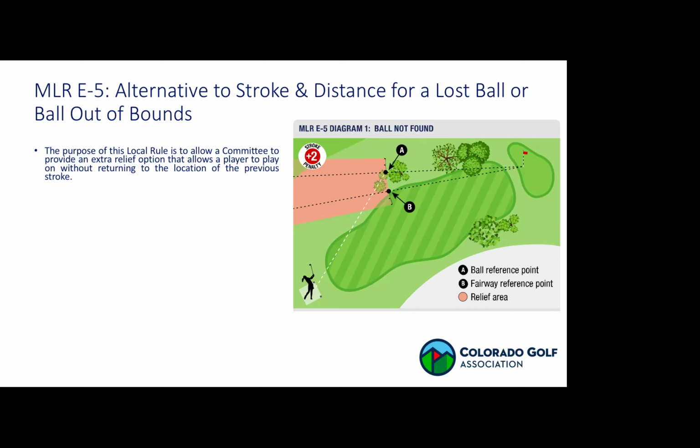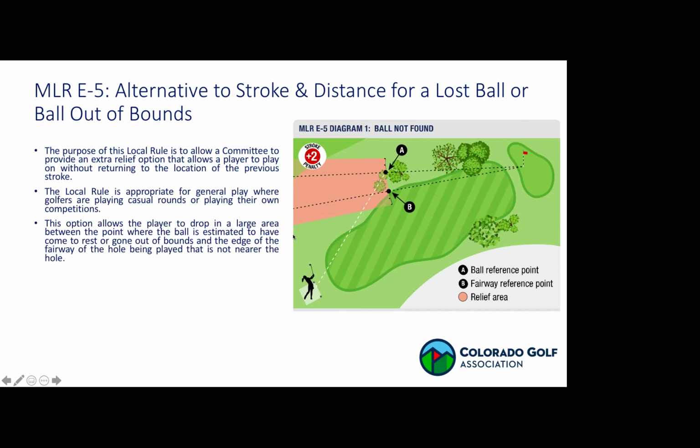So as we get into it, as I said, appropriate for general play or casual rounds. So this whole pink area here is going to be your relief area. And the way you determine that is you estimate where you think your ball is lost, and then you make a reference point as the point on the fairway that's no closer to the hole. So as you'll see at A, they've come across here, no closer to the hole, keeping that same distance, and they've marked it where that fairway starts.